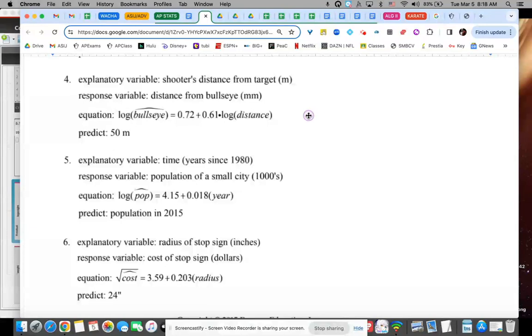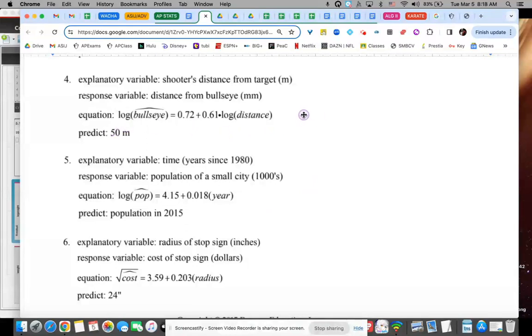This equation with the double log and this equation with the single log, maybe this is more for the mathy people. If you're not a mathy person, then this isn't super important. You don't need to know this for AP Stats, but it's kind of interesting. This has a double log on it.